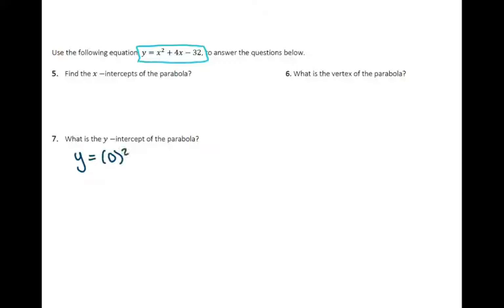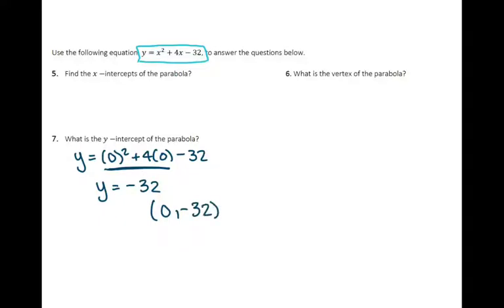So 0 squared plus 4 times 0 minus 32. What ends up happening is these two terms with the x's are going to disappear because you're plugging in 0. So your y-intercept always ends up being whatever your c value is, which of course I'm going to write as an ordered pair. So 0, negative 32. So that right there is my y-intercept. Now I jumped to number 7 because I did notice that it was in standard form, and standard form allows us to find the y-intercept fairly quickly.